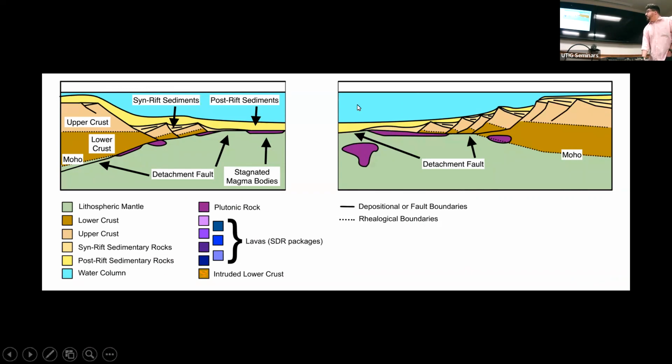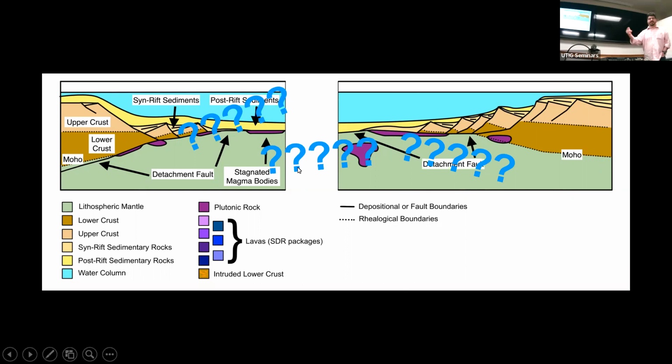They're literally called the rift to drift. So there are all these mysteries of, okay, what's happening at the transition? What's happening at depth? What's controlling the structures? What role is magmatism playing? Because even with Magma-Poor, magmatism is present.